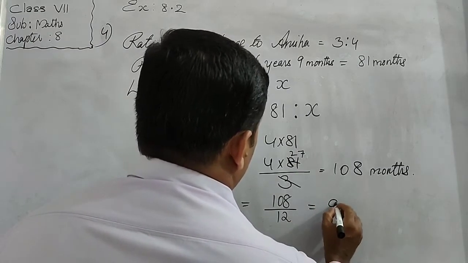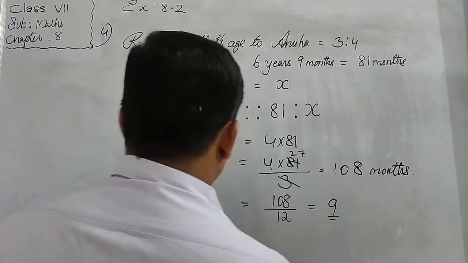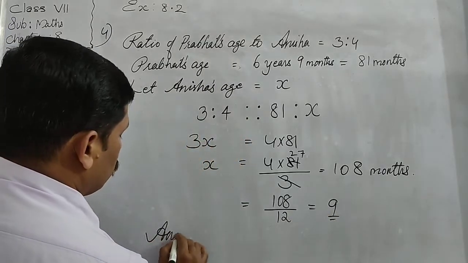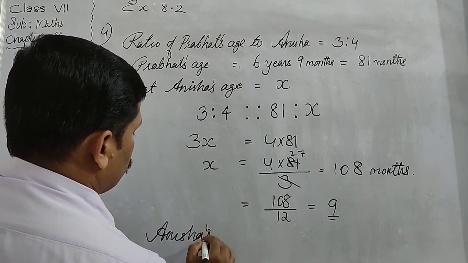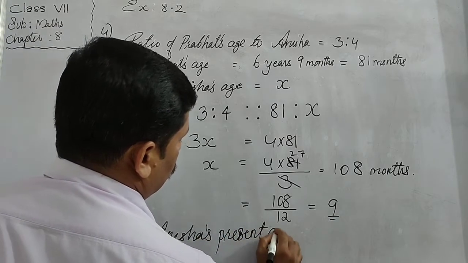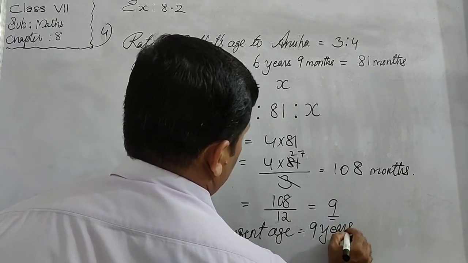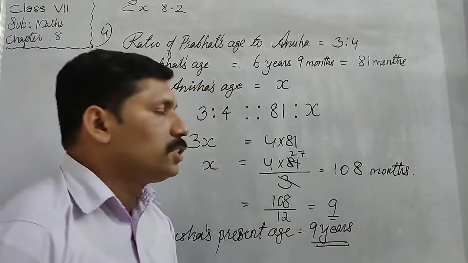Is equal to 9. Yes, 9 years. So Anisha's present age is equal to 9 years. Anisha is 9 years old.